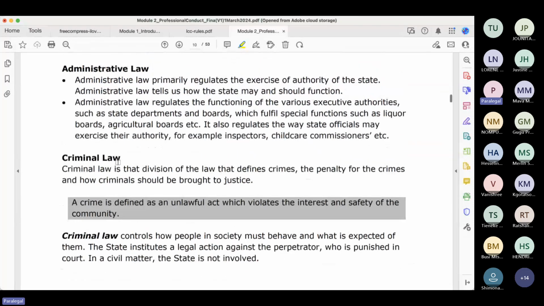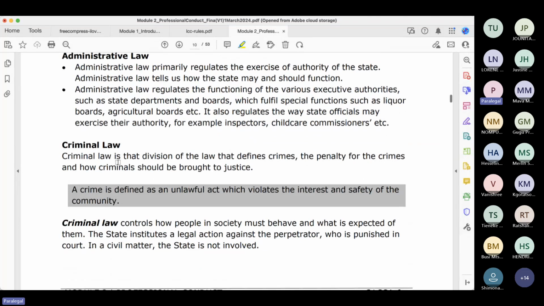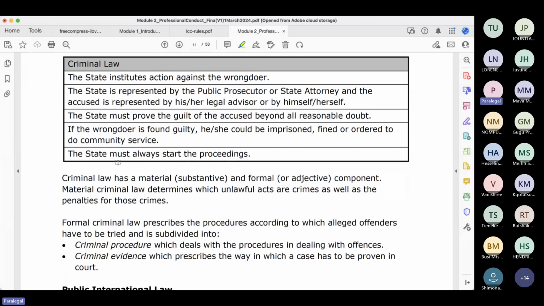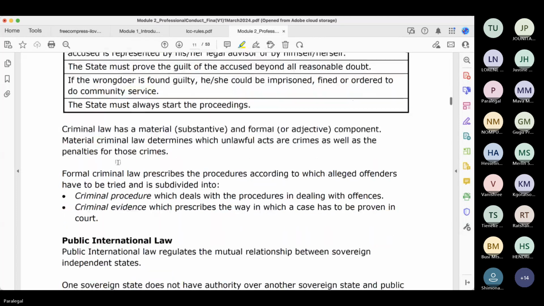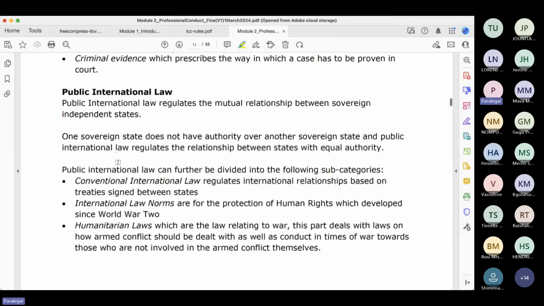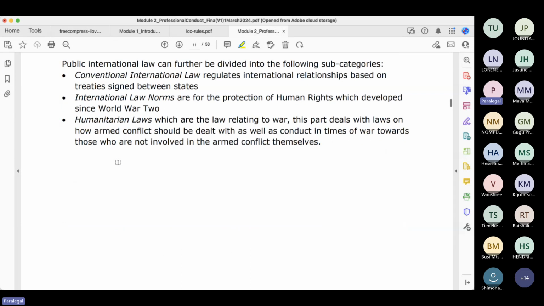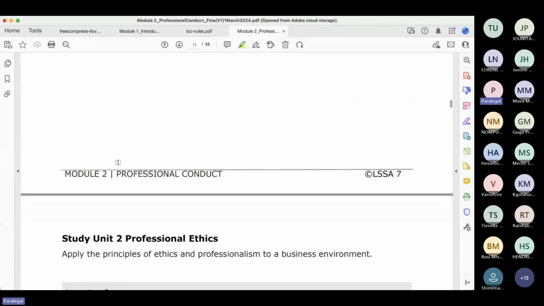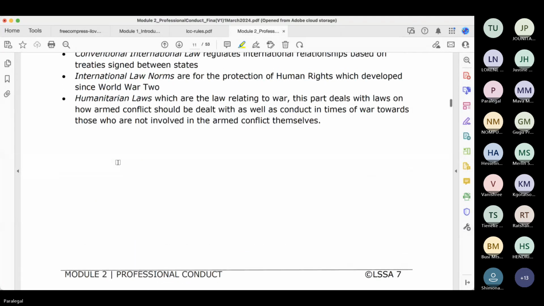No. Administrative law, I've discussed it. Criminal law, I've discussed it. Just an interesting thing about criminal law. The complainant is the state, and it litigates against the wrongdoer. Public international law, when we started our discussion in the other module, we talked about international law. We used South Africa versus Israel. So we are good on that score. So this leaves us at the end of study unit 1.